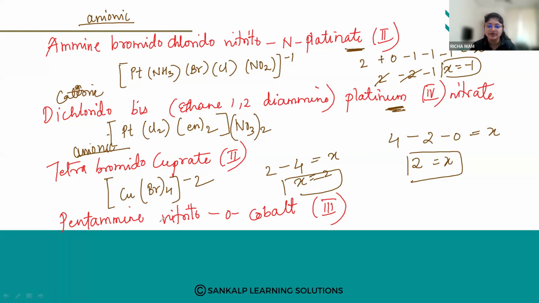Next one, last one. Cobalt means this is your cationic complex. So cobalt, then how many amines? Penta, so 5 amines. Then what do you have? Nitrito-O. Nitrito-O means ONO. Then let us see the charge. Cobalt is 3, amino is 0, nitrito is -1, equals X. So X is equal to 2. So the charge is +2. Is it clear up to here?